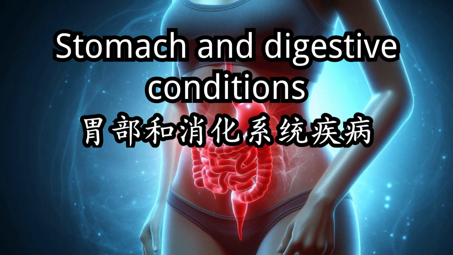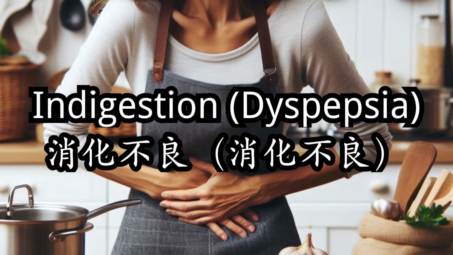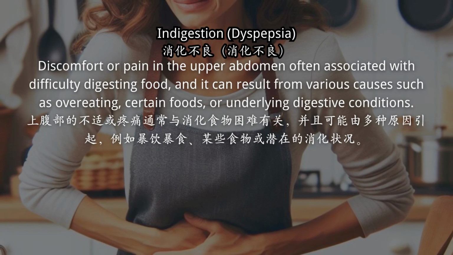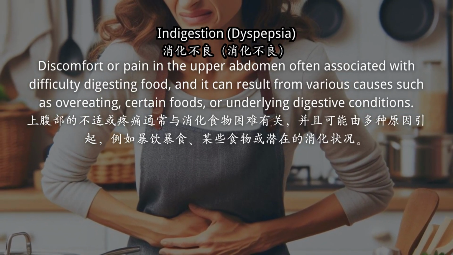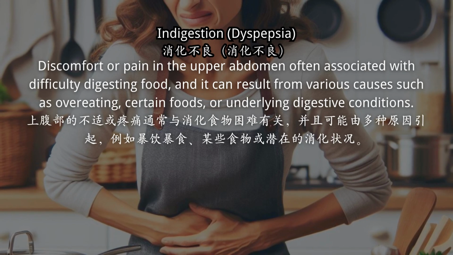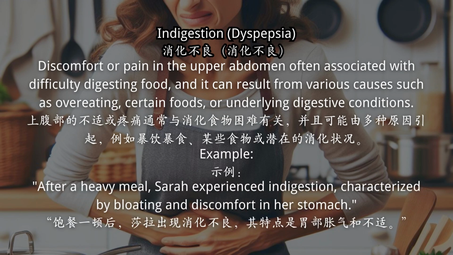Stomach and digestive conditions. Indigestion, dyspepsia. Discomfort or pain in the upper abdomen often associated with difficulty digesting food, and it can result from various causes such as overeating, certain foods, or underlying digestive conditions. Example, after a heavy meal, Sarah experienced indigestion, characterized by bloating and discomfort in her stomach.